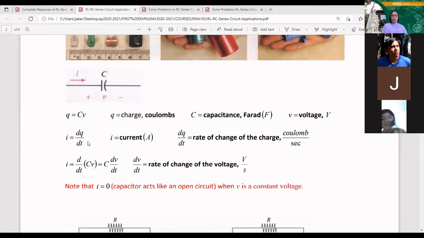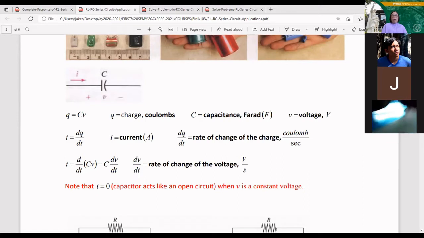How will the charge in your capacitor change per unit time? So you can see here the rate of change of the charge. Charge being in coulombs, C, we divide it by the time unit, which is in seconds. So the rate of change of the voltage in this case, in our circuit, is dV/dt.